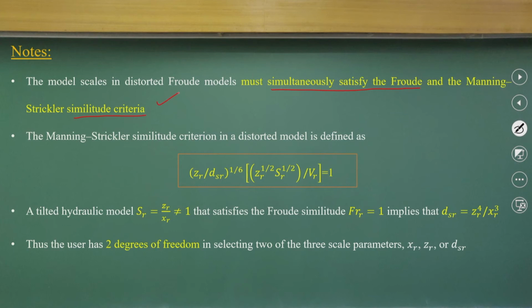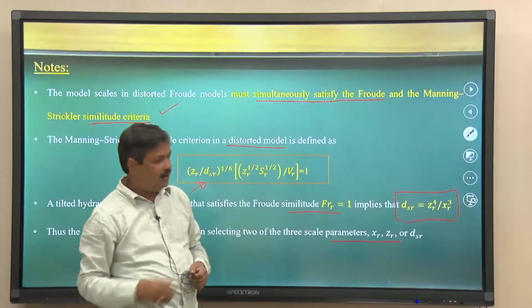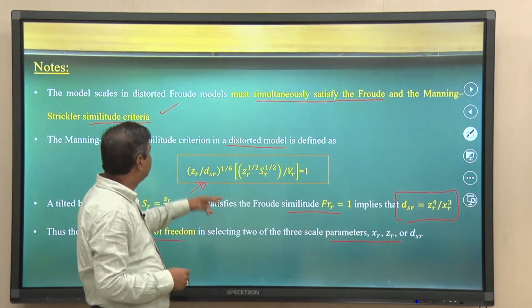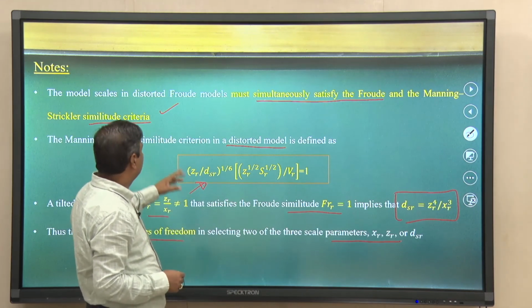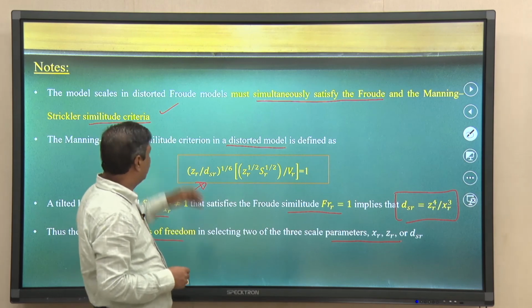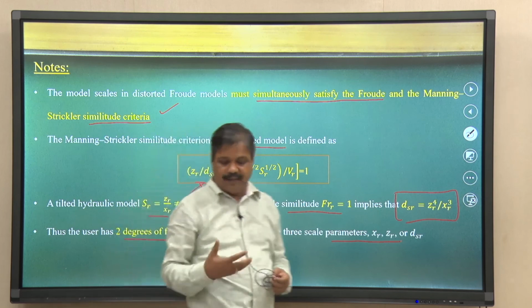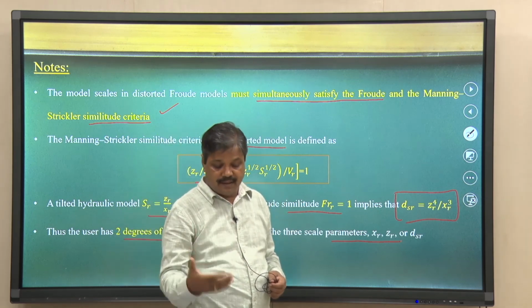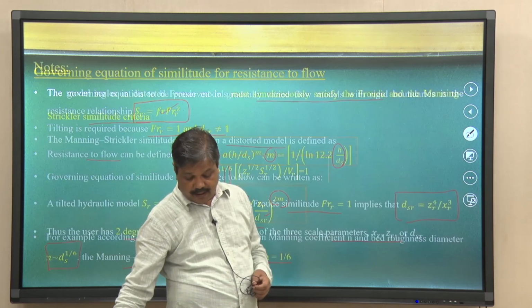If you use all these equations, then in a distorted model, you will have a relationship like this. Okay. In a tilted model, you will have a ratio not equal to 1 that satisfies the Froude number, and you will have a DXR relation. Now, if you look at these equations, we have 2 degrees of freedom, selecting from 3 parameters: XR, ZR and DXR. So, we can consider that and change that value. Still the model and prototype should satisfy these 2 conditions. Okay. As it follows those conditions, we can say that it has the Froude and Manning-Strickler similitude criteria.